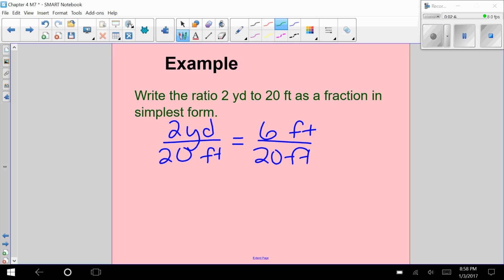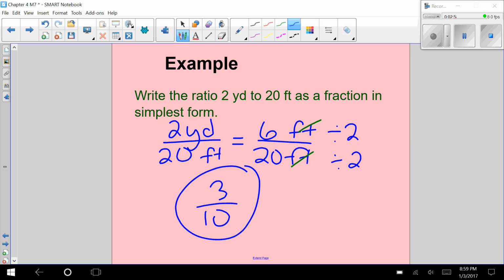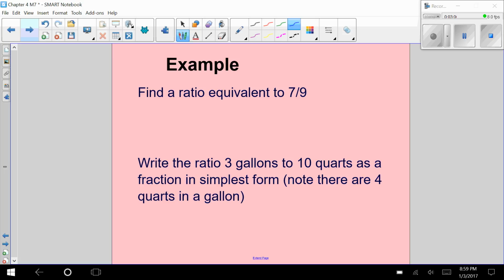These feet just kind of cancel each other out, and then we simplify. We know that 2 goes into 6 and 20, so I get 3 over 10. There's our simplified ratio. So try these two. Find a ratio equivalent to 7/9 and write the ratio of 3 gallons to 10 quarts as a fraction in simplest form, noting that there are 4 quarts in a gallon.